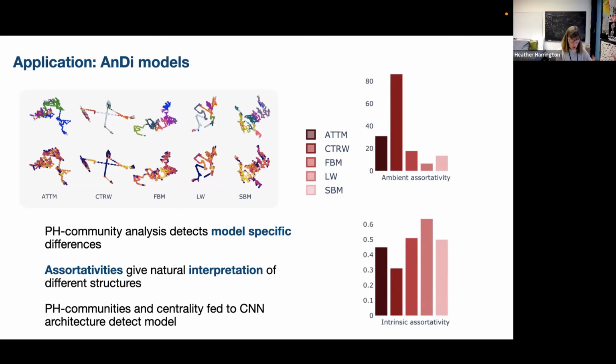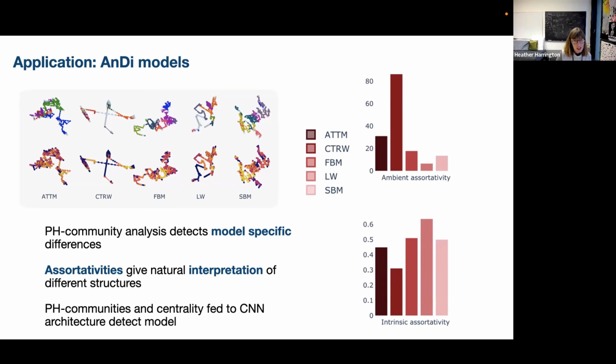But we then took the information from these persistent homology communities, as well as the weight, so we have the persistence, and we put that into a CNN architecture to ask, can we distinguish different models? And we can distinguish 3 of the models with pretty high confidence. So that was a very nice application to be able to interpret, but then also link hyperTDA with some machine learning. Okay, so we didn't rank top, but at least competitive in the top few other competitors in this AnDi challenge.